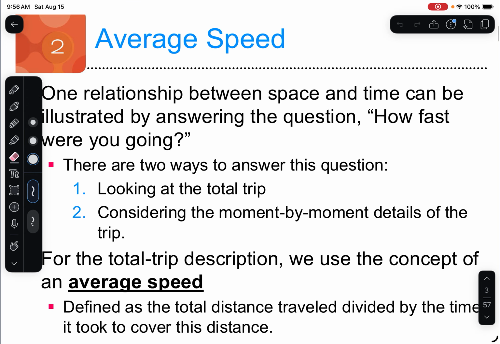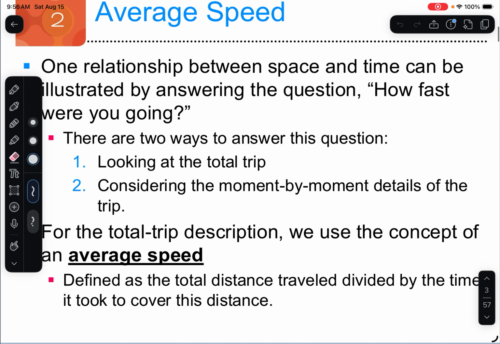So one relationship we have with space and time is the simple question, how fast were you going? So we can look at that question in two ways. We can look at answering it in terms of the total trip, or we can look at the moment-by-moment details of your trip. So for your total trip, we're going to use what we call average speed. Average speed, we define it as the total distance traveled divided by the time it took to cover the distance.